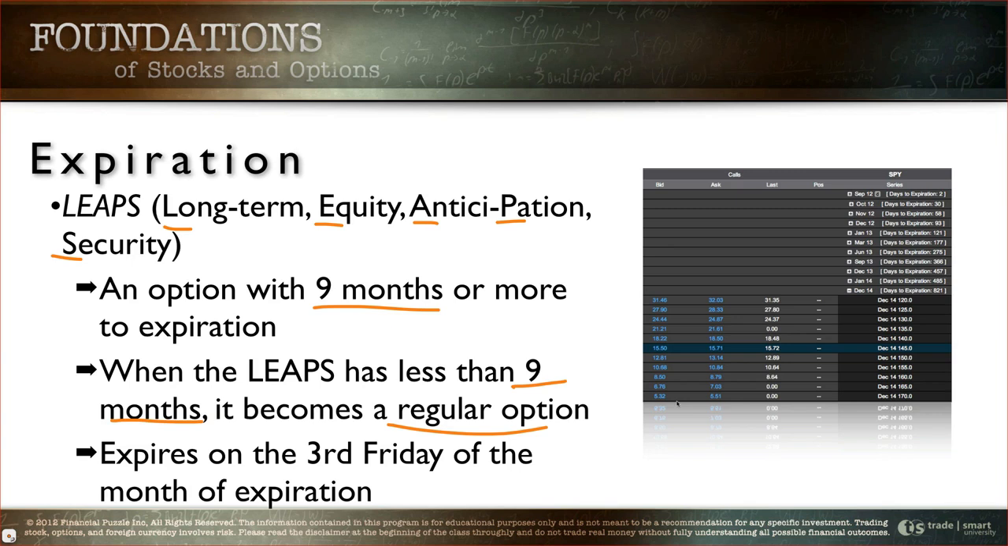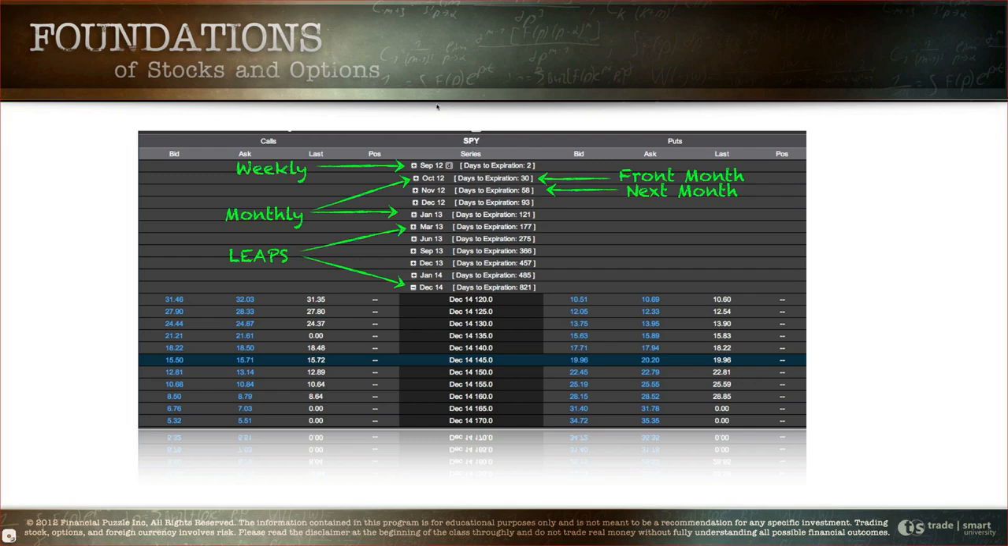LEAPS expire, just like all standard options, on the third Friday of the month for whatever expiration month they have. So take a look here. If you look over here, you see December 2014. Well, that's more than a year in the future. That's more than 9 months in the future. That's a long time. That's going to be a LEAPS option, okay?